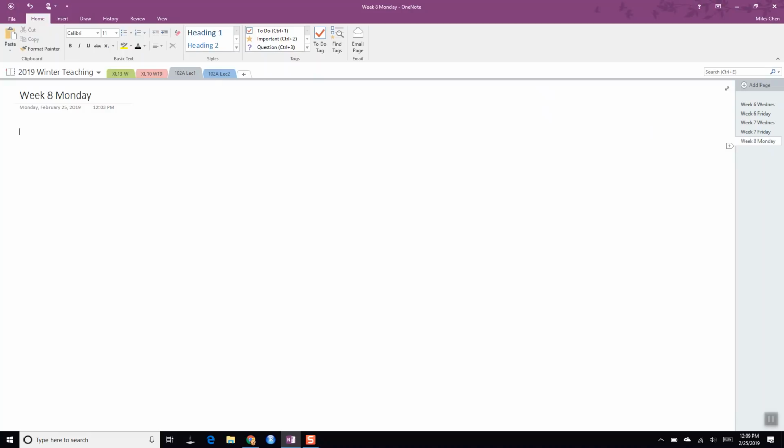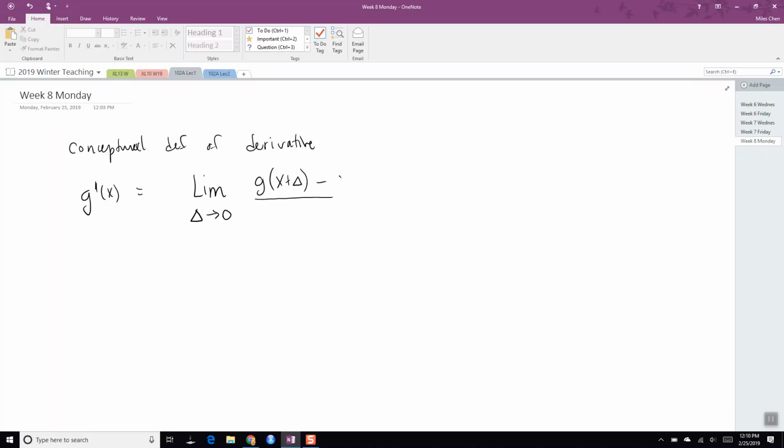Conceptually, what is the definition of a derivative? It's a limit, right? The conceptual definition of derivative: it was the limit as what goes to what? Delta goes to 0. And what was in the numerator? If we wanted g prime of x, this would be g of x plus delta minus g of x, divided by delta. We're going to use this in a numeric way to estimate derivatives.